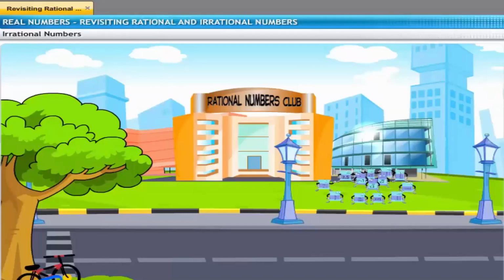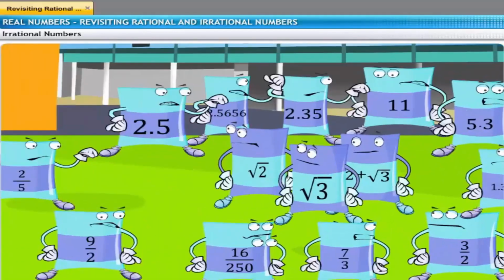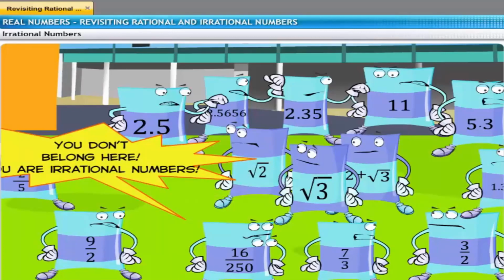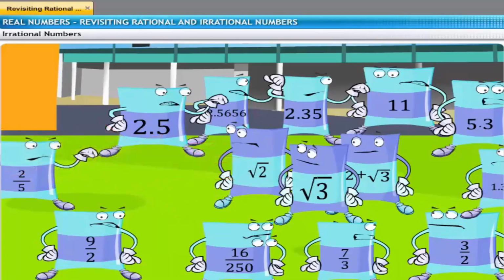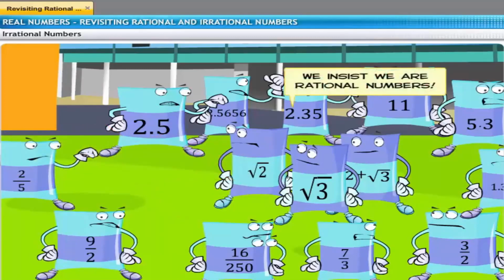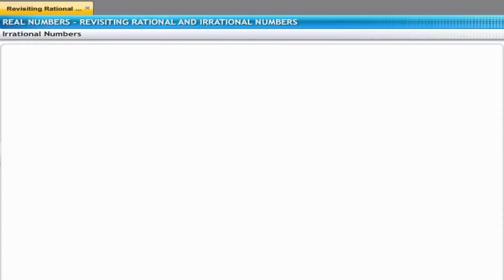There is a big commotion at the Rational Numbers Club. The club is exclusively for rational numbers, but it appears some trespassers have gotten inside. It seems the rational numbers have identified the trespassers as irrational numbers, but the trespassers insist they too are rational numbers. This debate is really getting heated.